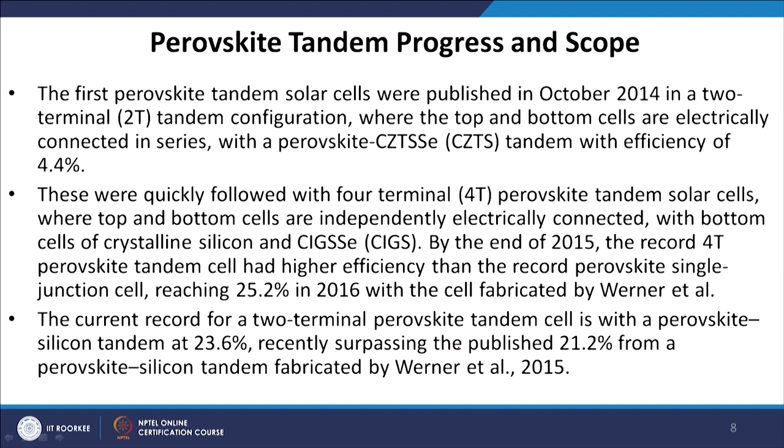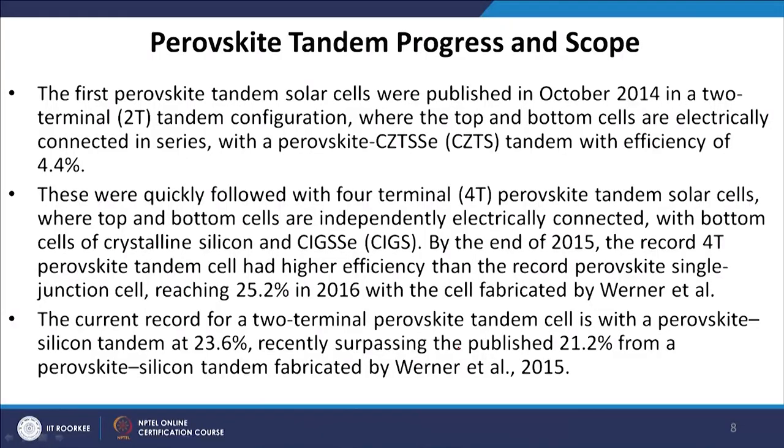The first perovskite tandem solar cells were published in October 2014 in a two-terminal (2T) tandem configuration, where the top and bottom cells are electrically connected in series, with a perovskite-CIGS tandem with an efficiency of 4.4%. So, the first effort of making a tandem solar cell with perovskite was not with silicon, but with CIGS-based solar cells. We took a perovskite along with the CIGS, and that solar cell gave an efficiency of 4.4%, not very high.